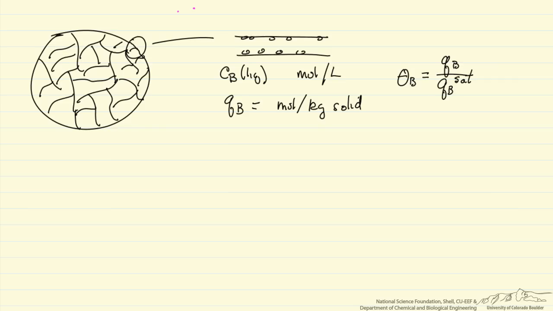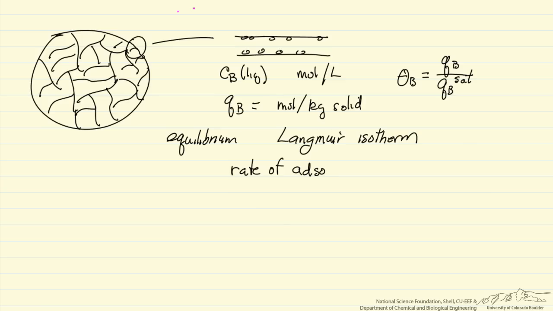And then what we're interested in is equilibrium adsorption, the Langmuir isotherm. So we're measuring this at constant temperature, and at equilibrium we continuously adsorb and desorb molecules, so the rate of adsorption onto the surface is the same as the rate of desorption, so we have a constant amount adsorbed. The rate of adsorption is equal to a rate constant for adsorption, the concentration of B in the liquid phase, and then the fraction of sites that are vacant and available for adsorption.